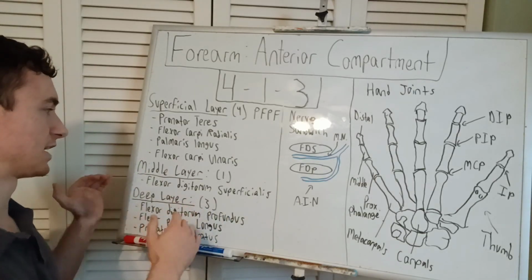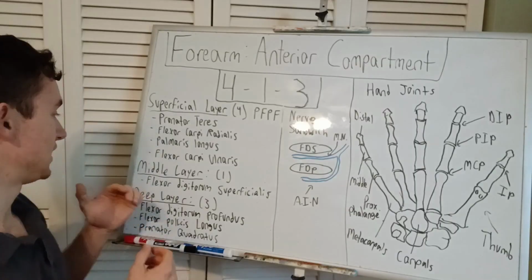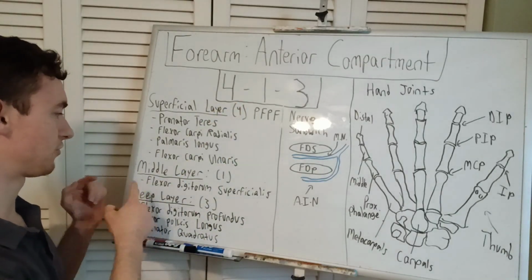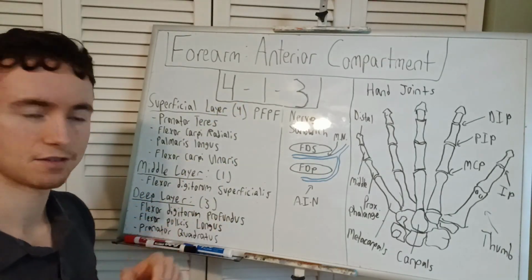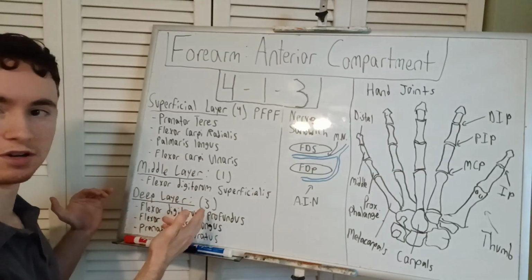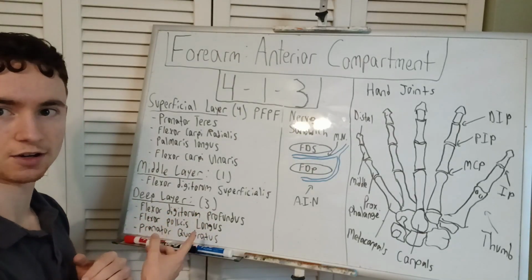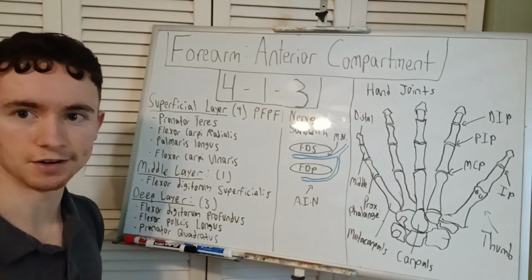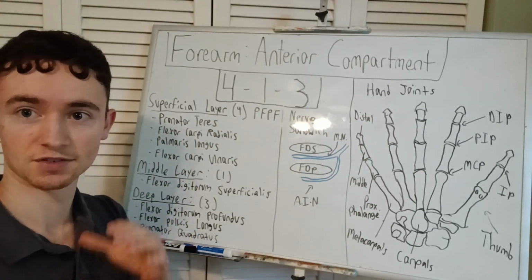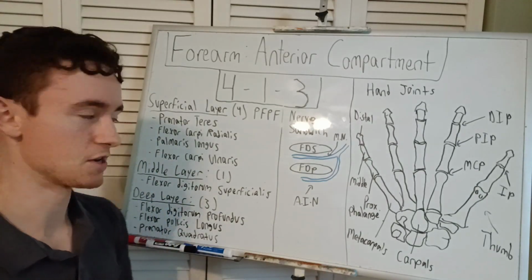Moving on to the middle layer, which has only 1 muscle, that's because of our 1, is our flexor digitorum superficialis. Okay? And then our deep layer has 3 muscles in it: flexor digitorum profundus, flexor pollicis longus, and the pronator quadratus. And we'll go over those muscles in depth in the later part of the video here.